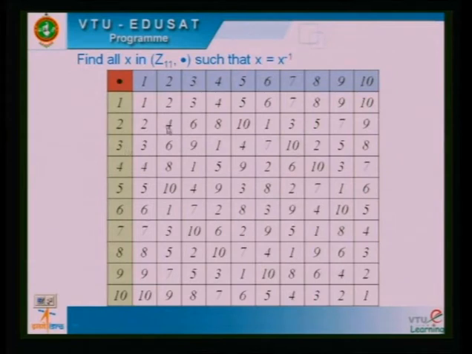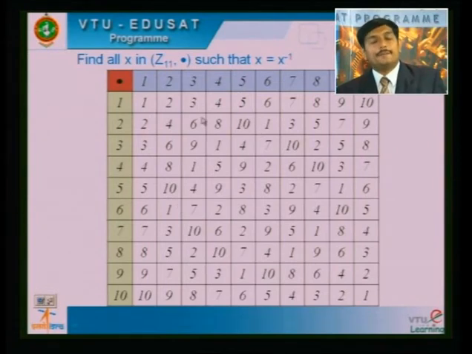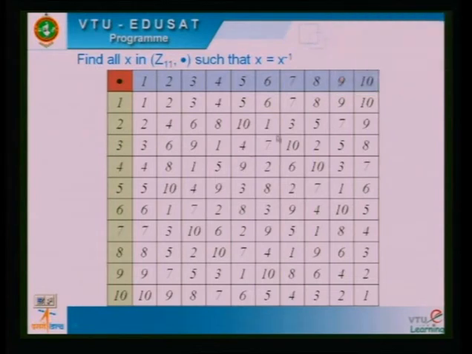Similarly, we can construct the table here. 9 into 9 is 81, then you get 4 here. Similarly, all the elements we can construct. Simply observing, all the elements are present in the table. Each row you can check, so closure holds, and the associative property holds because multiplication itself shows the associative and closure properties. Since the table is constructed and all the elements are present, closure and associativity are satisfied.